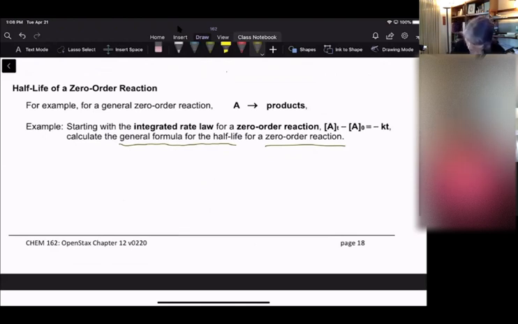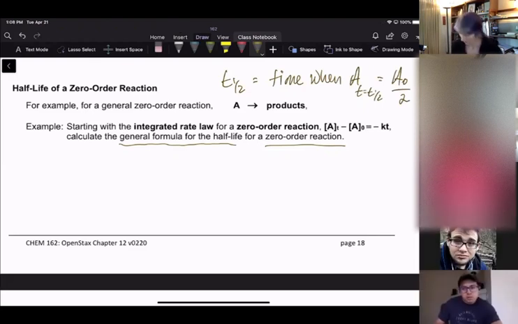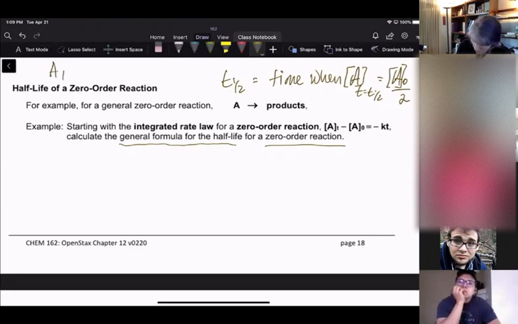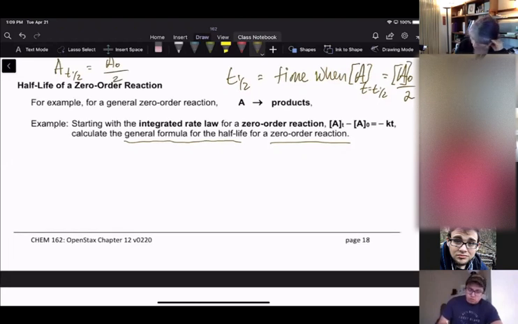We're looking for T1/2, the time when A at T equals T1/2 equals A0/2, where these are concentrations. The concentration at the half-life is the original over 2, so you have to know that. So let's just plug it in here, right? That's going to get plugged into here. And now the time is, of course, the half-life.